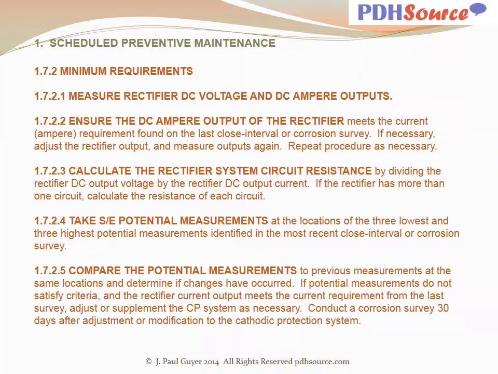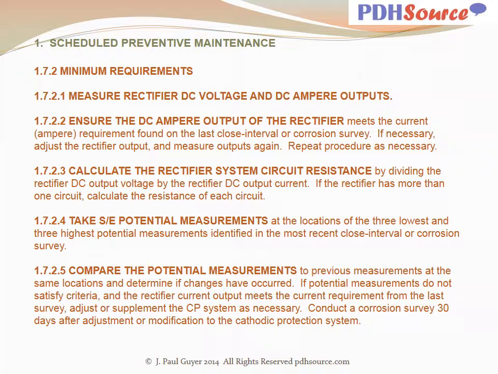Measure the rectifier DC voltage and DC ampere outputs. Ensure that the DC ampere output of the rectifier meets the current ampere requirement found on the last close interval or corrosion survey. If necessary, adjust the rectifier output and measure outputs again. Repeat the procedure as necessary. Calculate the rectifier system circuit resistance by dividing the rectifier DC output voltage by the rectifier DC output current. If the rectifier has more than one circuit, calculate the resistance of each circuit.